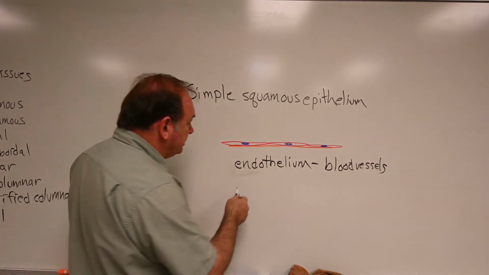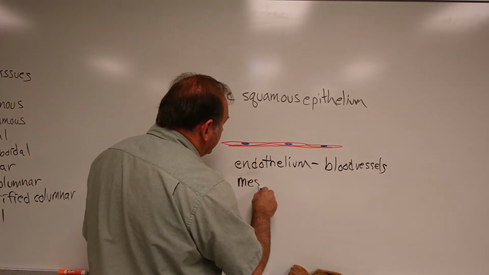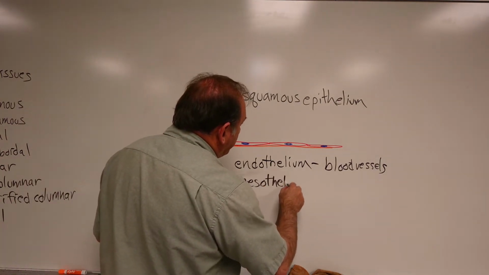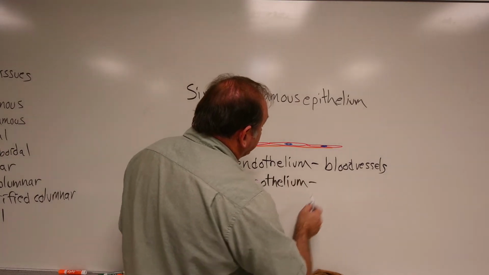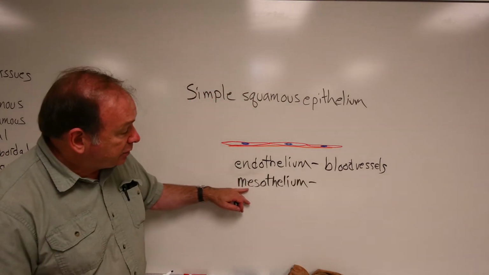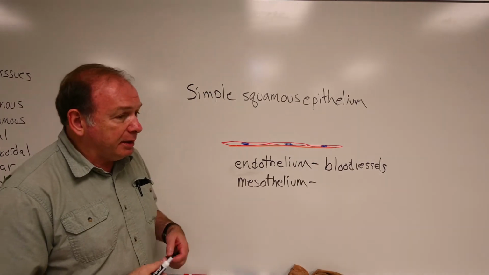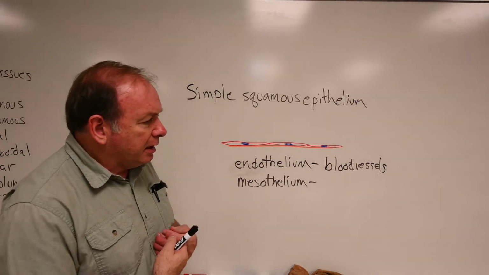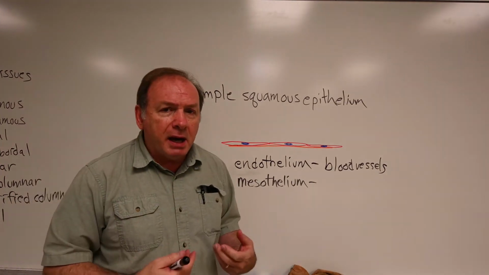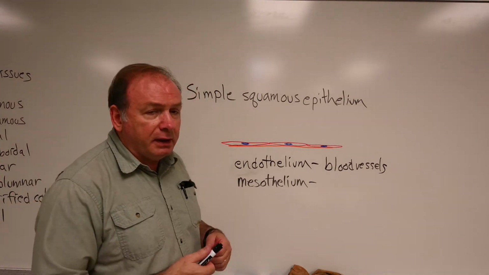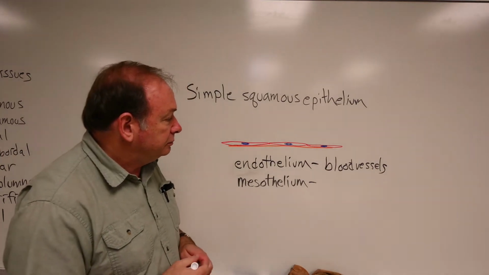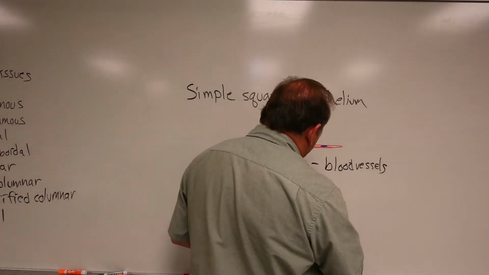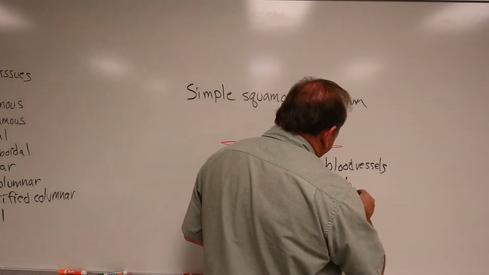Next, mesothelium, associated with mesenteries. That's where the MES comes in, mesenteries. Mesenteries and membranes that cover your organs and line your body cavities are mesothelial layers. So, put here, line body cavities.